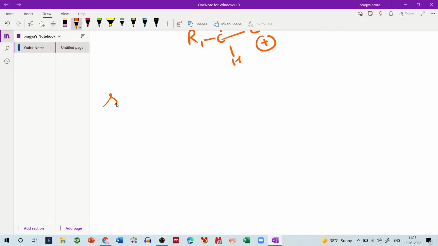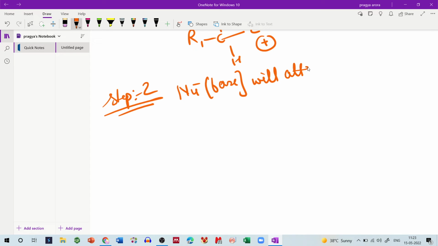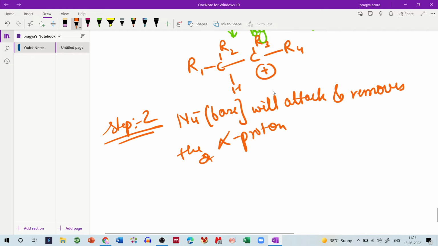The second step is basically the deprotonation by the nucleophilic base. Now the nucleophile, acting as a base, will attack and remove the alpha proton. As you can see, there is a proton present next to the carbon atom where the carbocation is present. So what will happen?